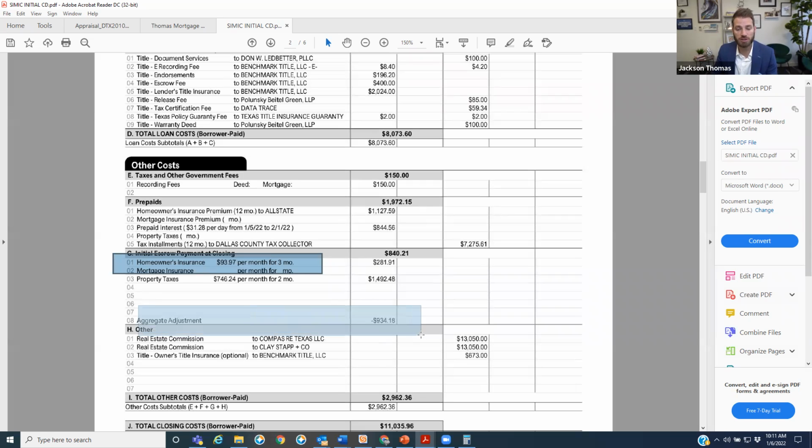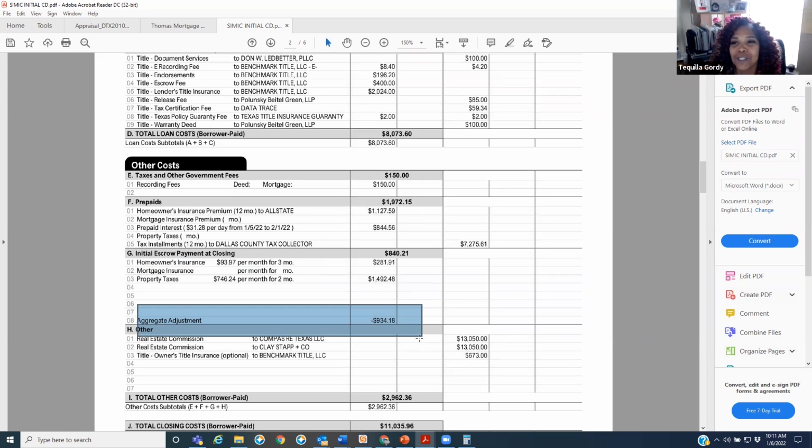And then there's this aggregate adjustment that offsets it a little bit, because the net effect is usually about 3 months. The reason for that is, let's say we're closing September 1st. Their first payment would not be, does anybody know when their first payment is? If you close in the month of September, when is your first payment? Grace or Tequila, do you know that? You are on mute, Tequila. If they close in September, their first payment is going to be November. I said November. You didn't read my lips.